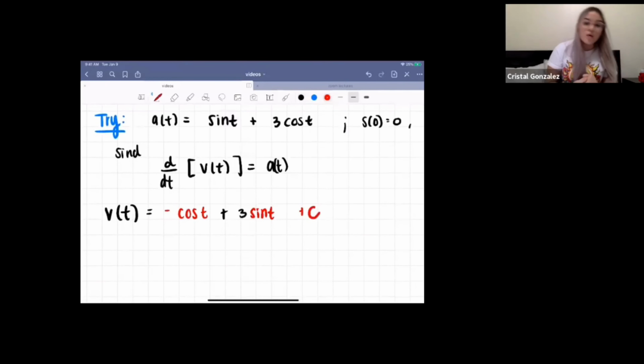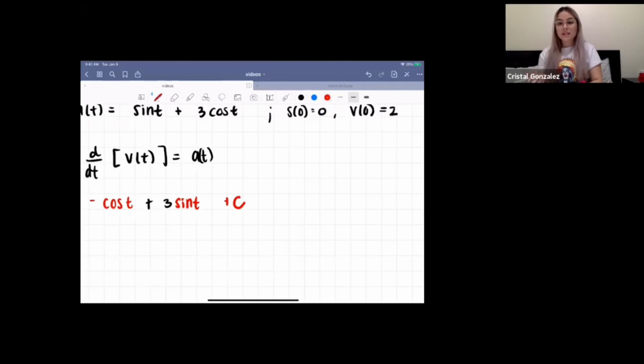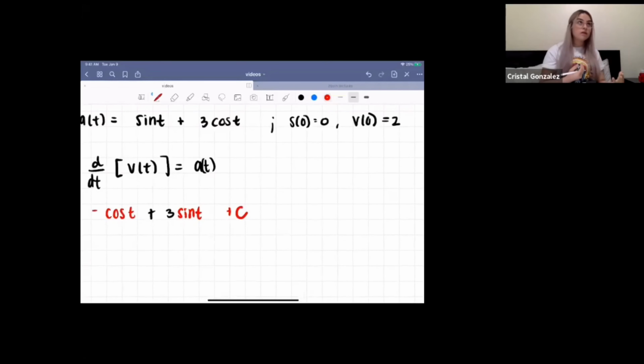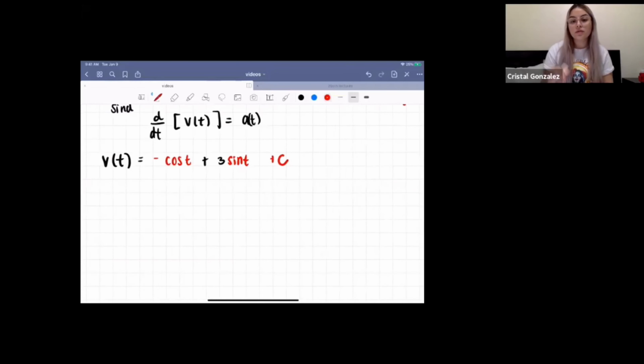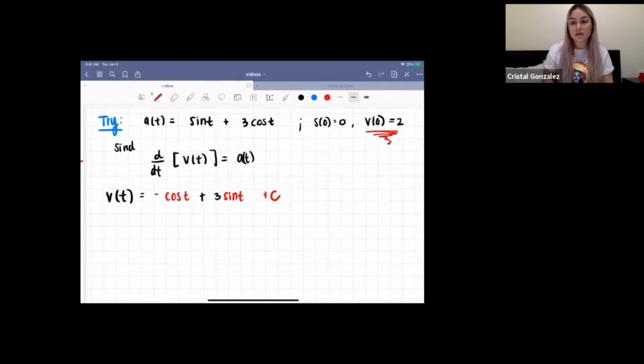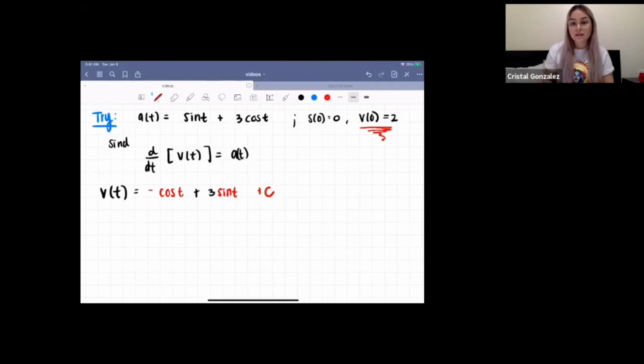Okay, now what you want to do here is you don't just want to take the antiderivative again yet, because we don't know that plus c, and eventually I want to get the position function with everything I know. So we're actually going to use this condition here and substitute this in here, so that we can find that c value.